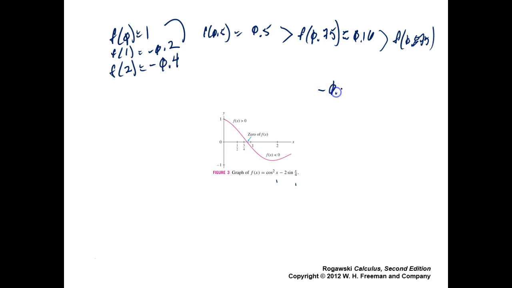Negative 0.02. You know what? That's close enough to 0 to me. For government work, I'll do it. To the nearest tenth of a digit, that's a 0. And sure enough, it looks like that's awfully close. 3/4 would be somewhere right in there. That's going to be very, very close.